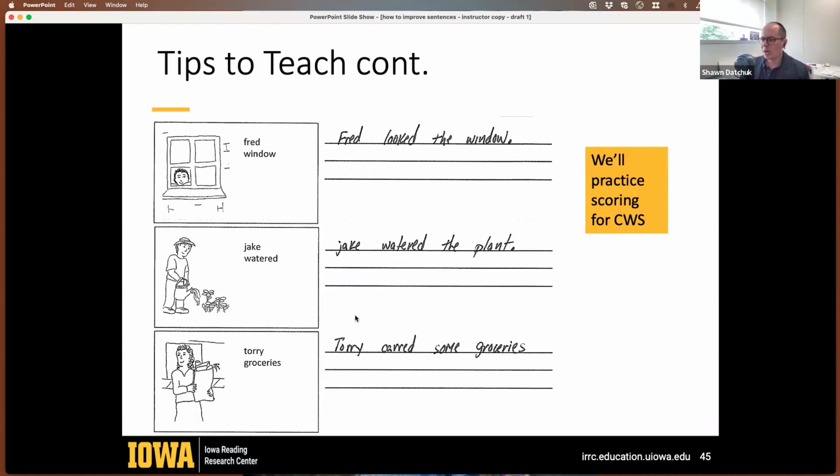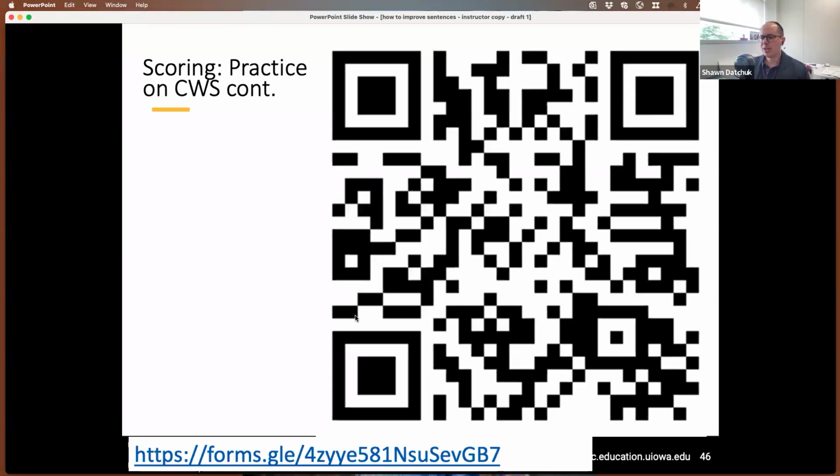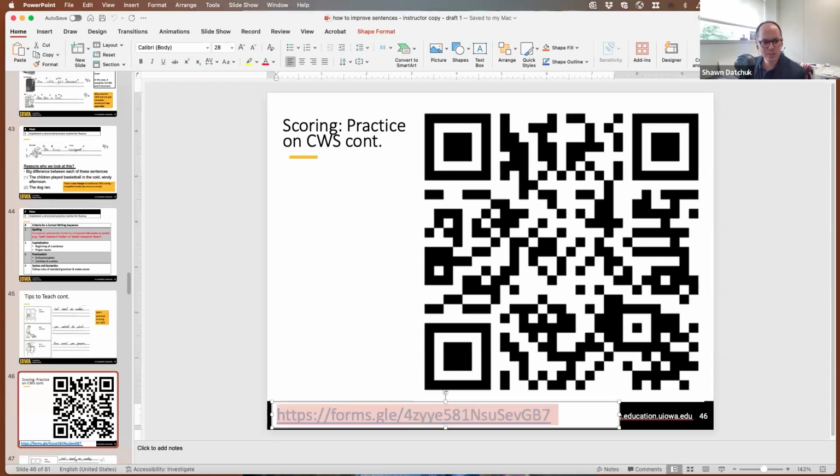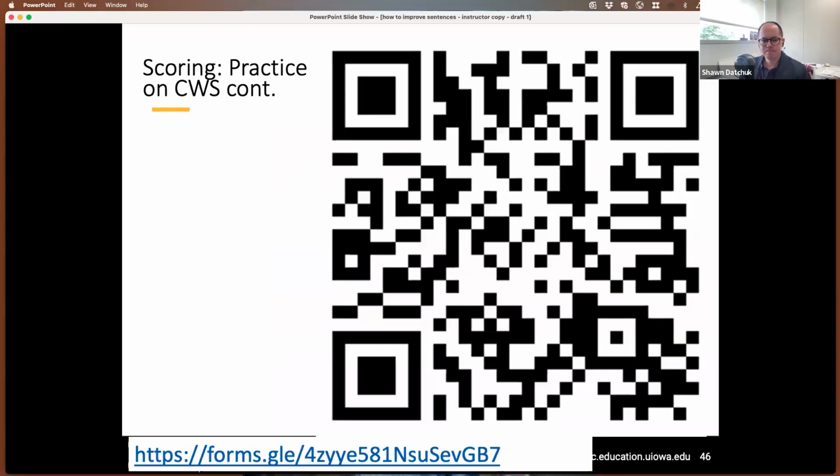So let's actually practice scoring these. I'm going to drop this Google form into the chat. If you click on that, or if you use this QR code, a Google form is going to pop up where we're going to practice how to score these. So please take a couple seconds to either click on that link or open up the QR code with your phone.